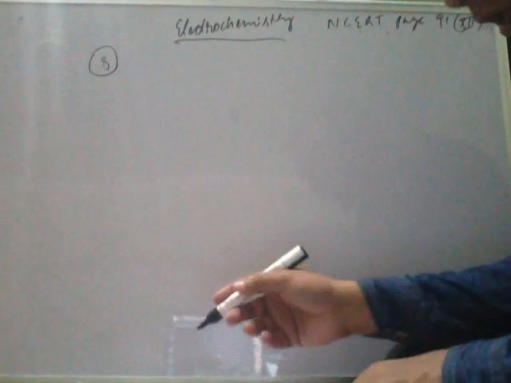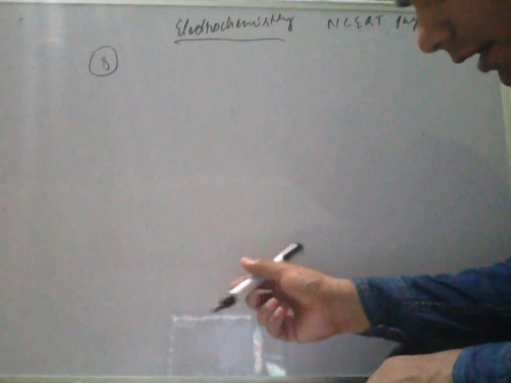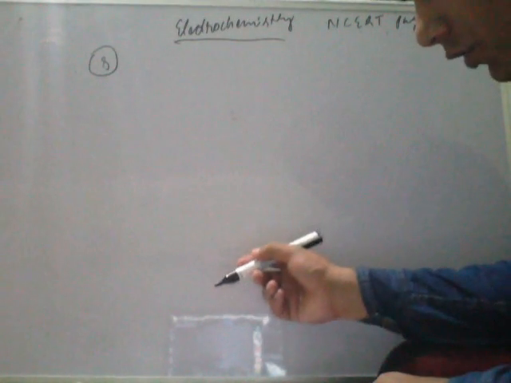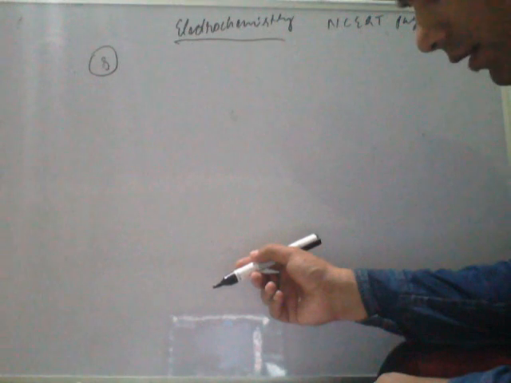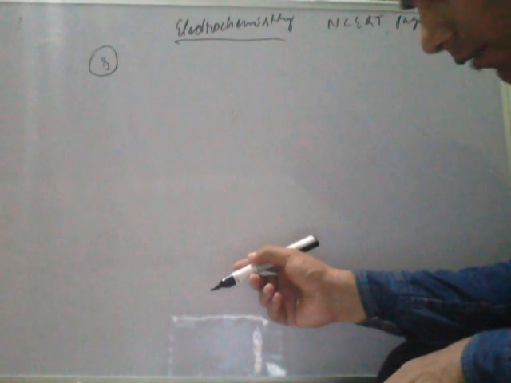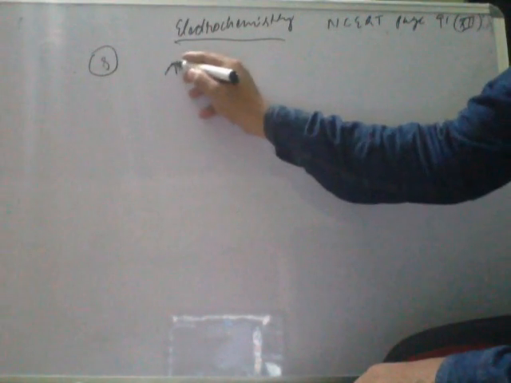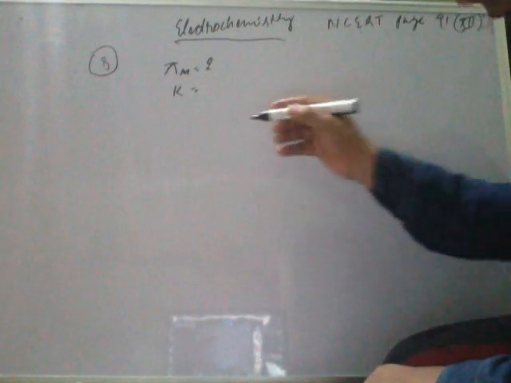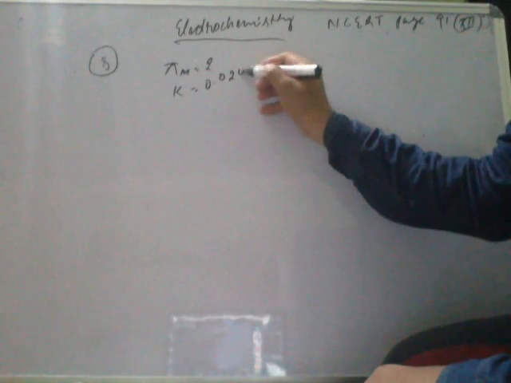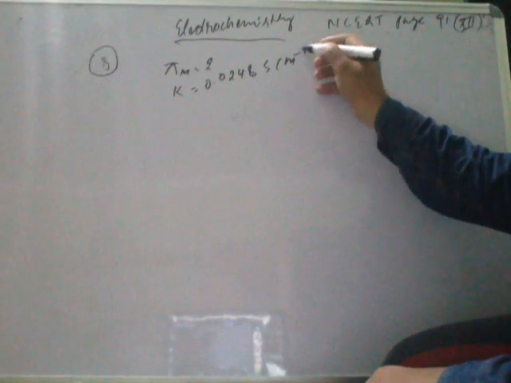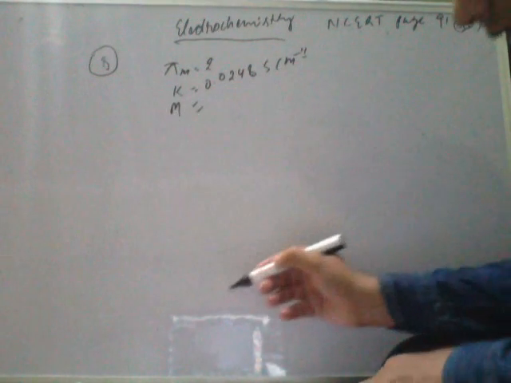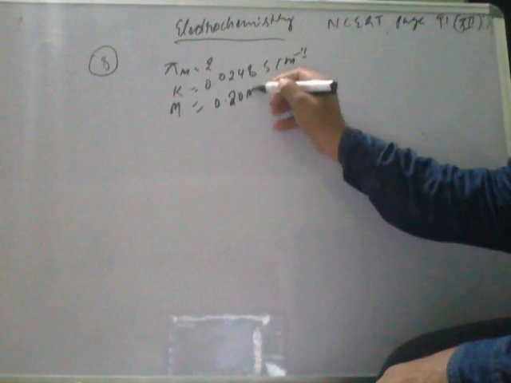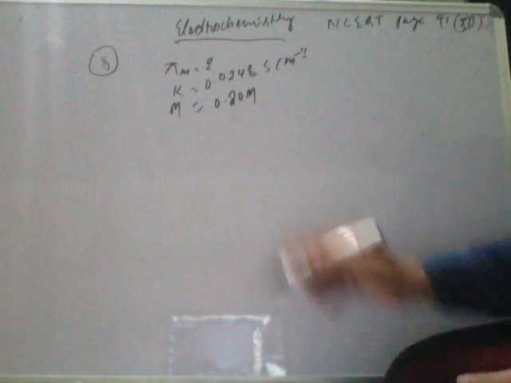The question says that the conductivity of 0.20 molar solution of KCl at 298 Kelvin is 0.0248 Siemens per centimeter. Calculate its molar conductivity. What is being asked? Lambda m is being asked. K has been given as 0.0248 Siemens per centimeter, and the molarity is also given, which is 0.20 molar.